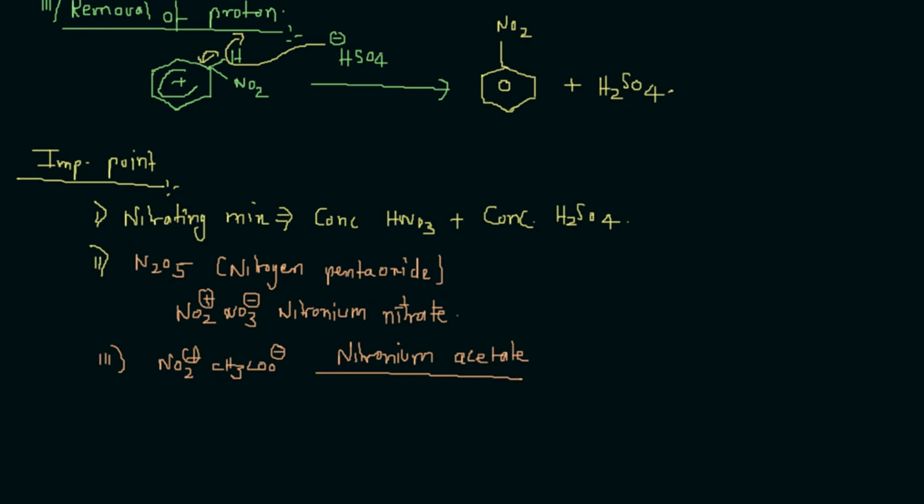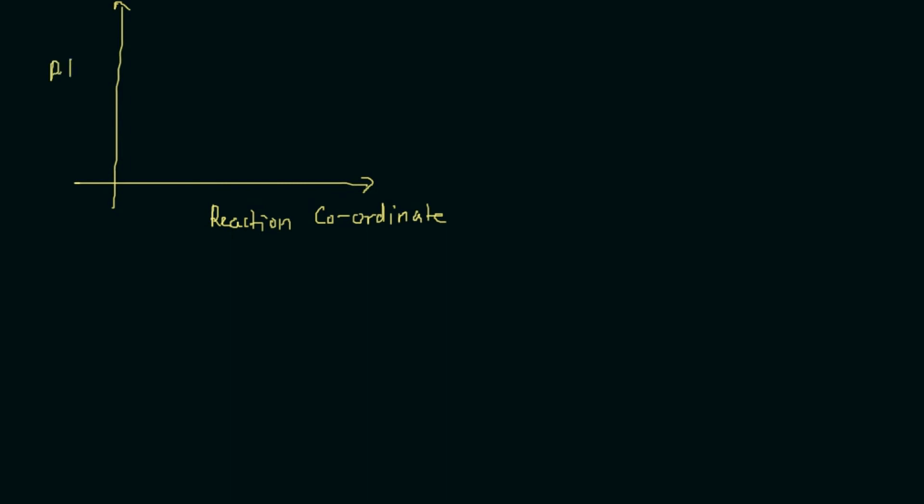Let's talk about the energy profile diagram of this reaction. So let's move towards that one. In order to draw the energy profile diagram, we'll have our two axes. This one is the x-axis, which represents the reaction coordinate. You can also call it the progress of reaction. And here we'll have our potential energy. Okay, and the graph will be somewhat like this.